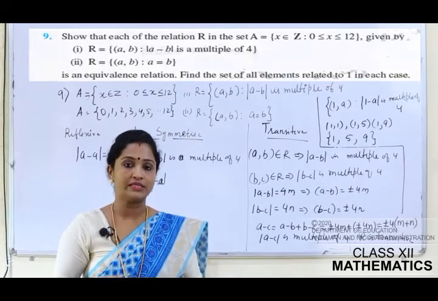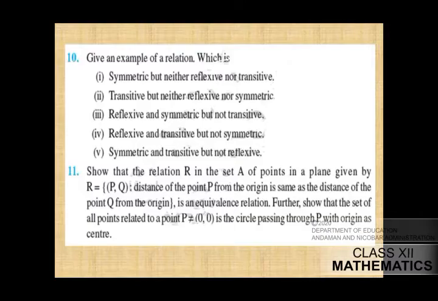9th question. We'll see one more question here. Now see the 10th question. Give an example of a relation which is symmetric but neither reflexive nor transitive. You have got some 5 questions जिसमें आपको examples देने हैं. Symmetric है, transitive है, ऐसे करके देना है. ठीक है? तो this is a work for you.